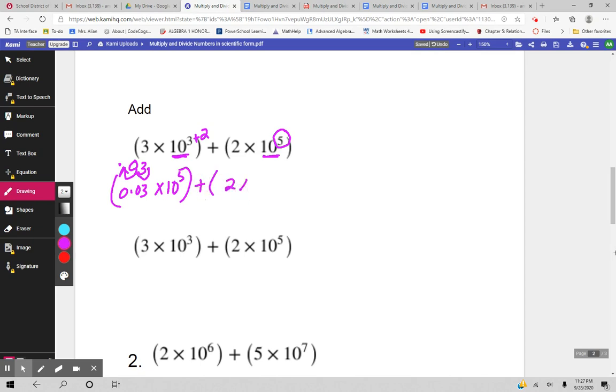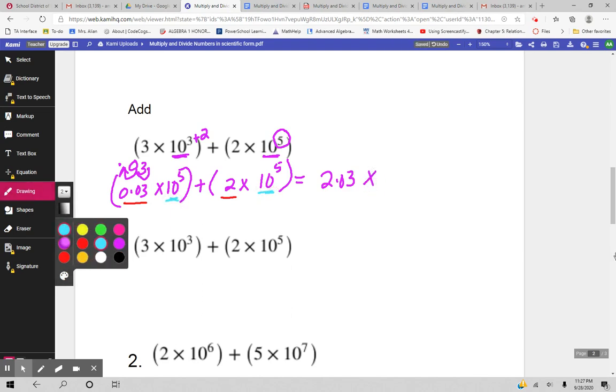Now we're going to be able to add the numbers and keep the matching power. So the next thing you're going to do is add the numbers. 2 plus 0.03 is 2.03. You add them, and then you don't have to do anything else. You keep your matching powers. You match them and you keep them. That's it. All right, let's try the next one.